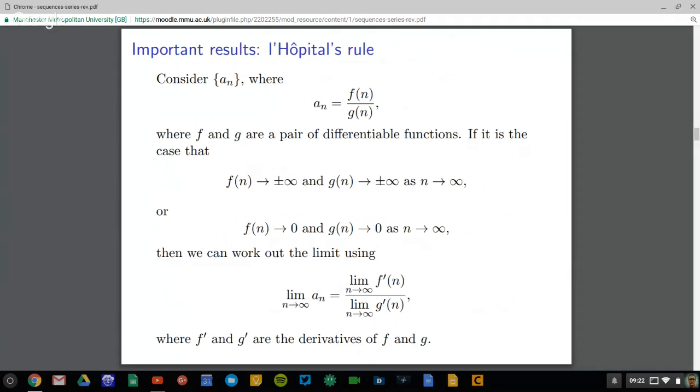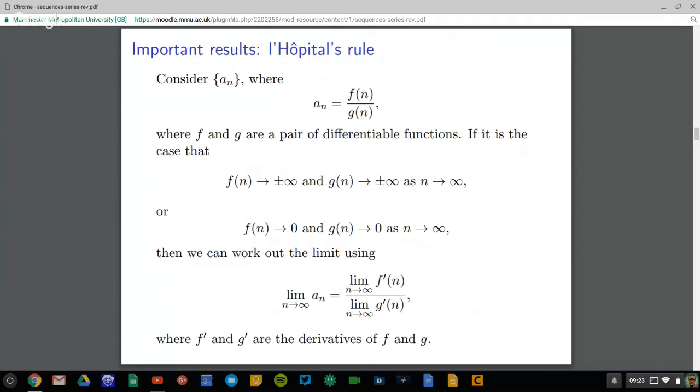And this result can be applied in the cases where both the top and bottom are divergent and converging to infinity, so where both the top and bottom are unbounded sequences, or in the case where they're both converging to 0. Now, the algebra of limits theorem is no help to you to determine the limit of a_n, because you're either trying to say it's infinity over infinity, which is not defined, or you're trying to say it's 0 over 0, which is not defined either.